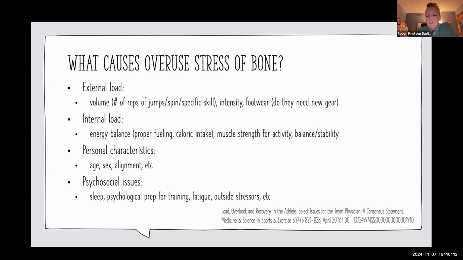And then psychosocial issues. Are they sleeping well? Do they have outside stressors? How tired are they? How stressful is school?